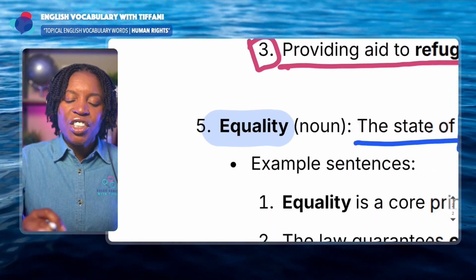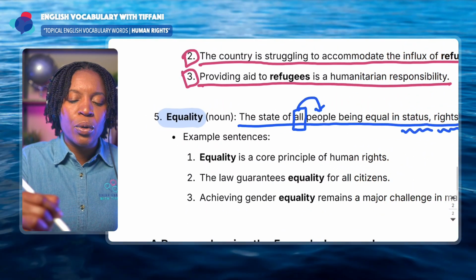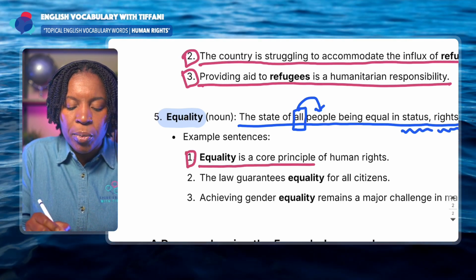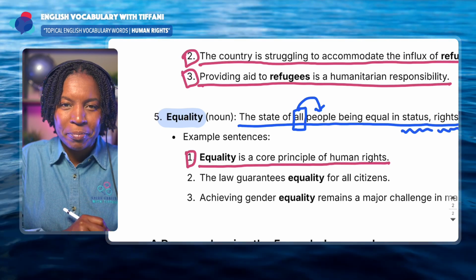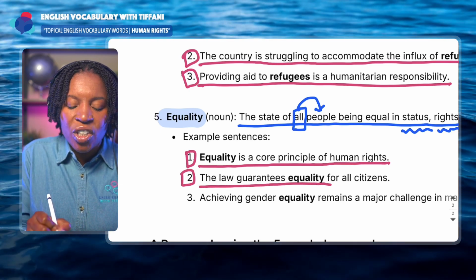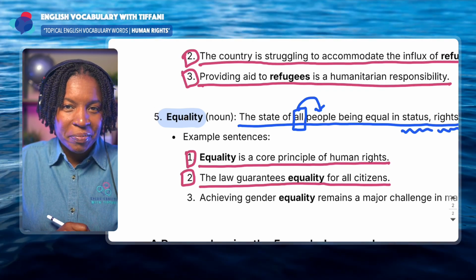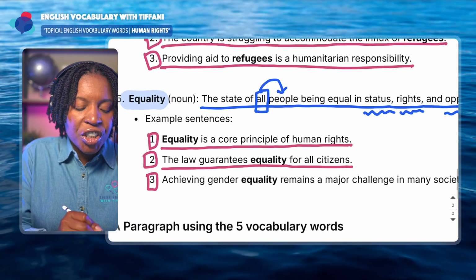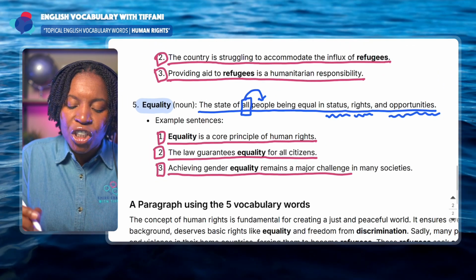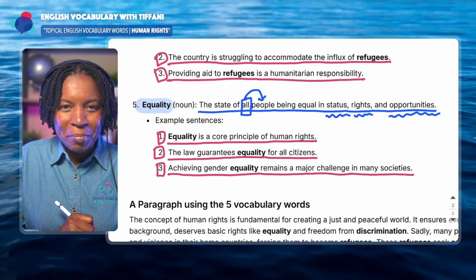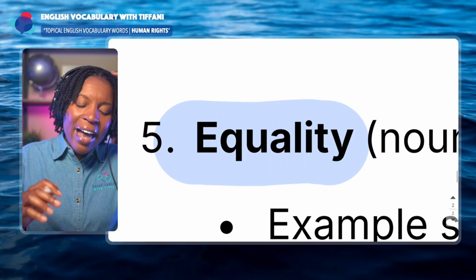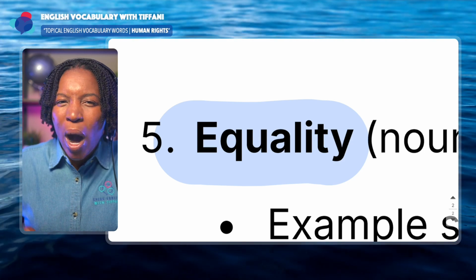All right, so let's check out the first example sentence. Here we go. Equality is a core principle of human rights. Next, the law guarantees equality for all citizens. And finally, achieving gender equality remains a major challenge in many societies. You got it? Excellent. All right, so again, number 5 after me is equality.